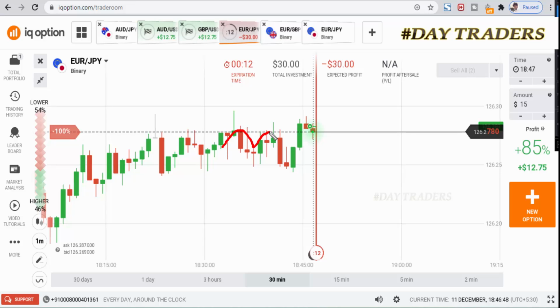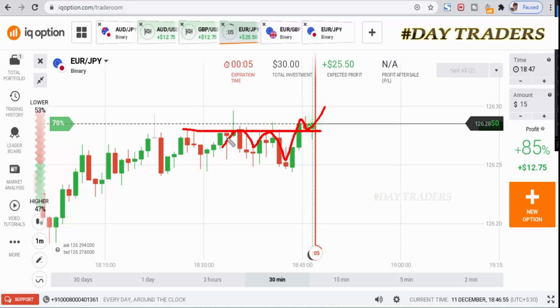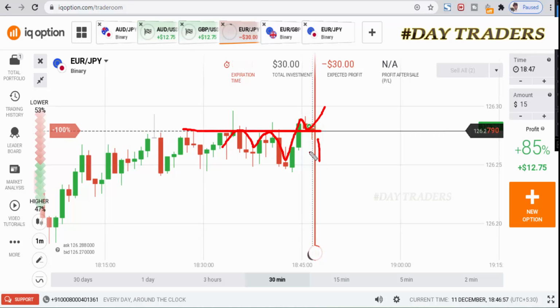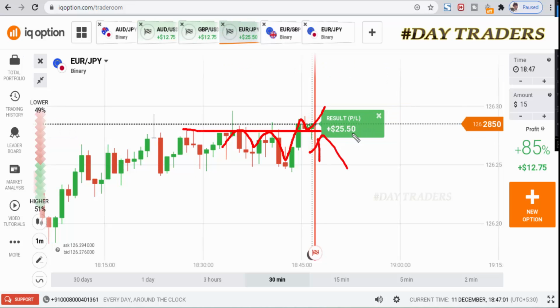This is a resistance level. This is a resistance level. Okay. So this is a seller's area. Support level turned into a resistance level. So that's the reason I place a higher option. Okay, this is a winning trade.